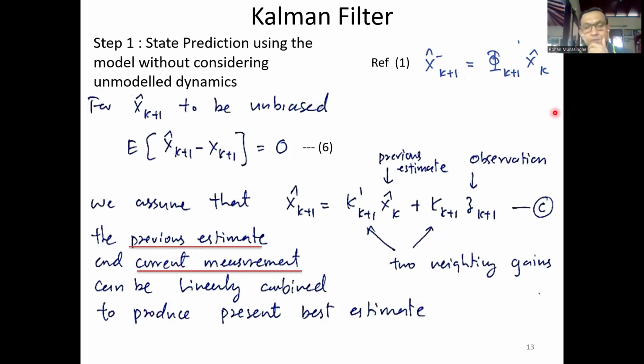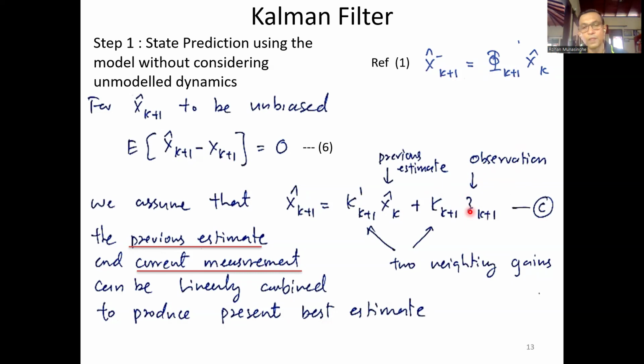All right. Now, equation C tells you how you combine your model prediction and your sensor reading. Because you can see it over here, x hat k is your previous estimate, the previous estimate, and this is the observation coming from the sensor, all right?